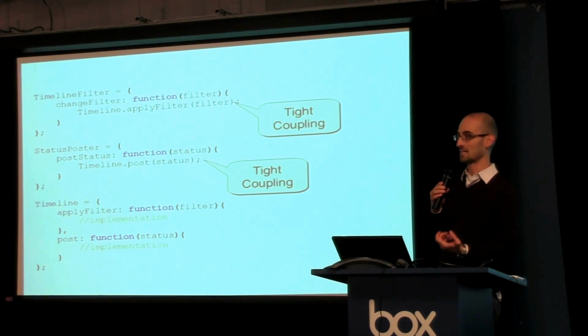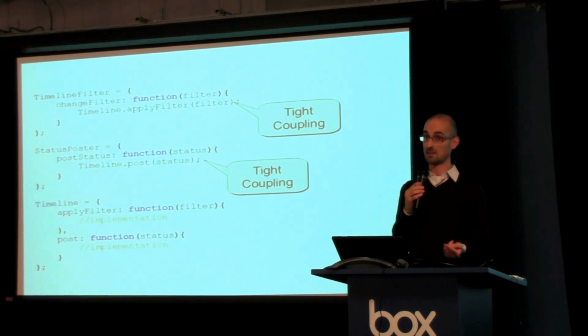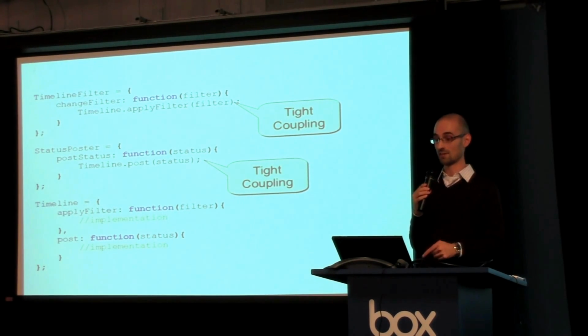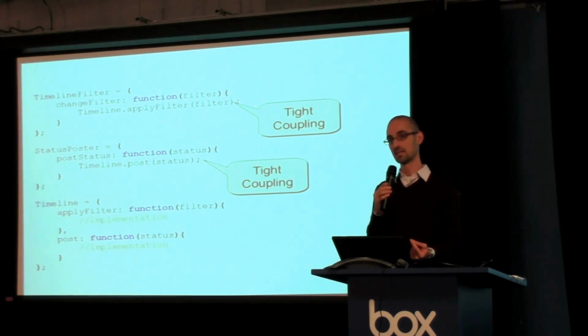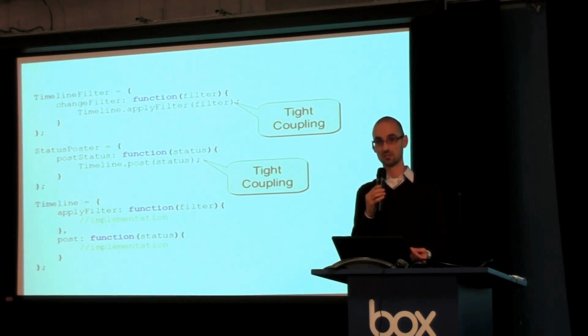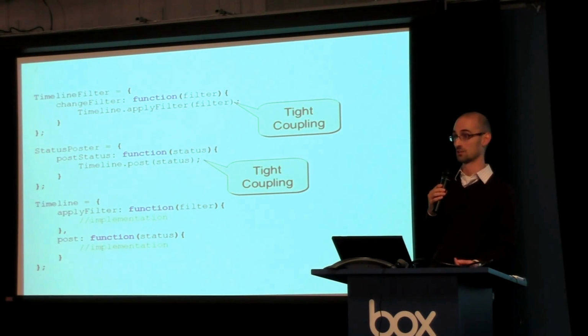And that basically means that any time you change one of those, you're at risk for needing to change another one. And if timeline happens to change, then you're going to have to change those two others. So basically every change that you want to make is multiplied by some factor. And that factor is how many times those APIs are being used elsewhere.